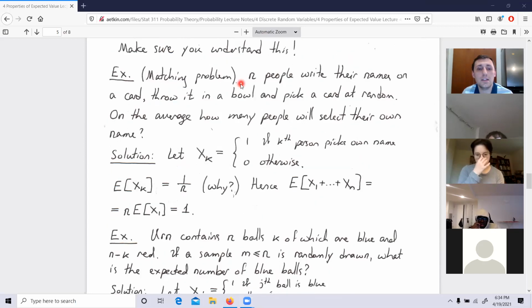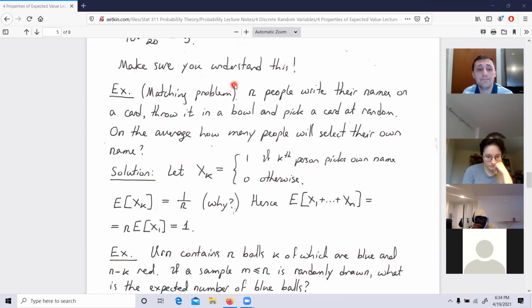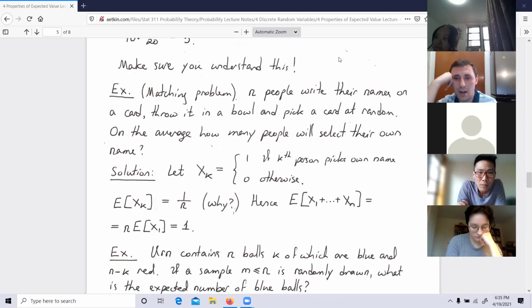Here, guys, is the next question. An urn contains n balls, k of which are blue and n minus k are red. We pick a sample of size m, which is smaller or equal to n, randomly drawn. I want to know how many blue balls we are expecting. How many blue balls?